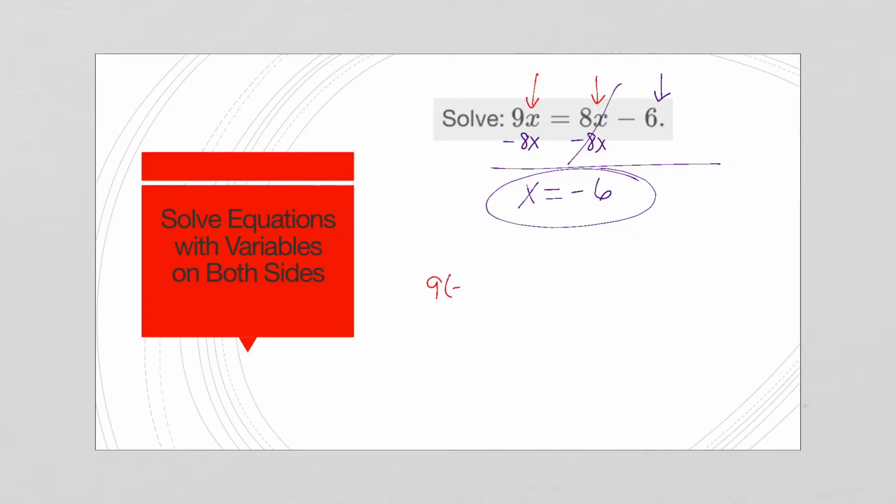Again, if you want to check your work, that's cool. Do it. 9 times negative 6, does that equal 8 times negative 6 minus 6? 9 times negative 6 is negative 54. Negative 48 here, minus 6. And negative 48 minus 6 is negative 54. So that works.